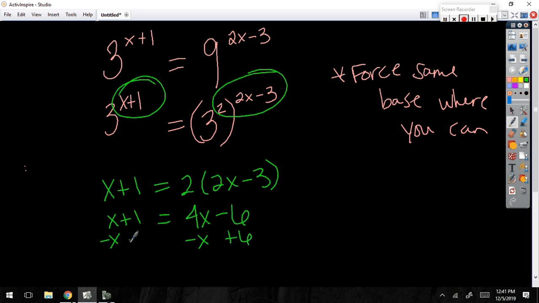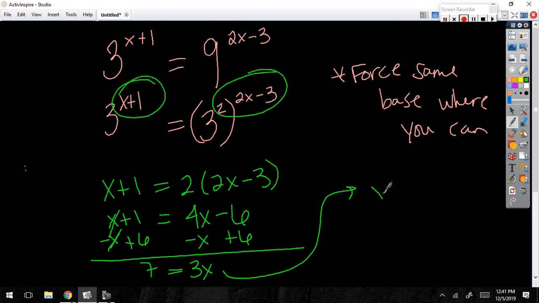Okay. These are gone. This is 7. 4 minus x, or 4 minus 1 is 3, so you have 3x. So what's the answer? Oh, love the enthusiasm there. Does that make sense?